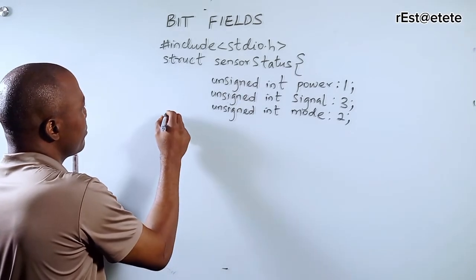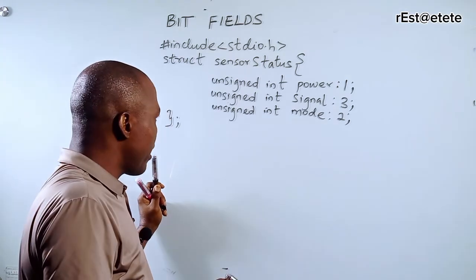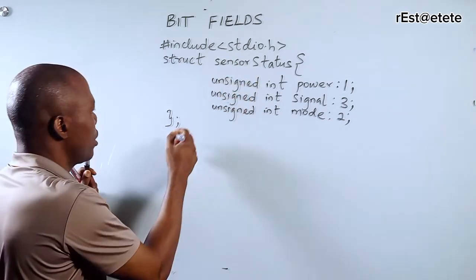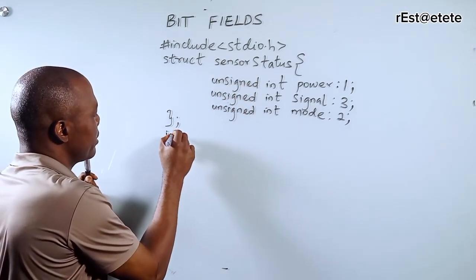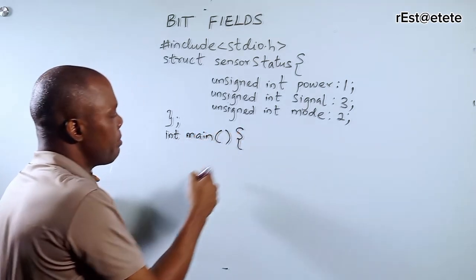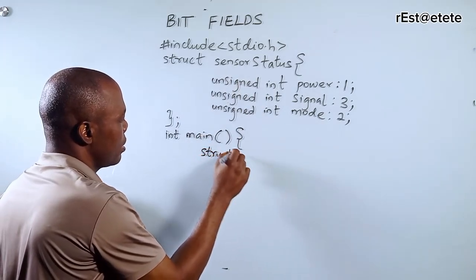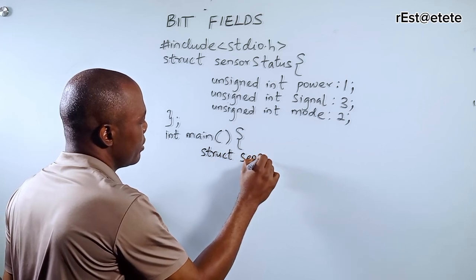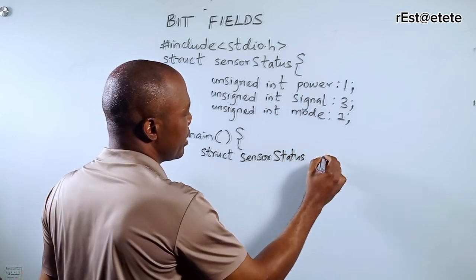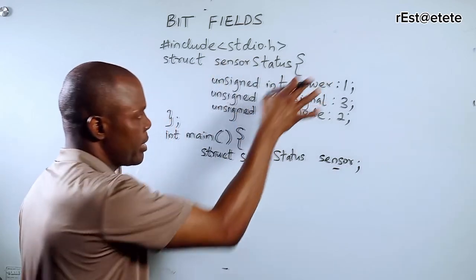So I'm going to close this. So now I am going to declare a variable for this struct. You know, it's a type and it's a structure. So I will do that in my int main function. Inside this main, I will declare the variable for this struct. I will say struct sensor_status. So let's call it sensor. So this is my variable for this structure.